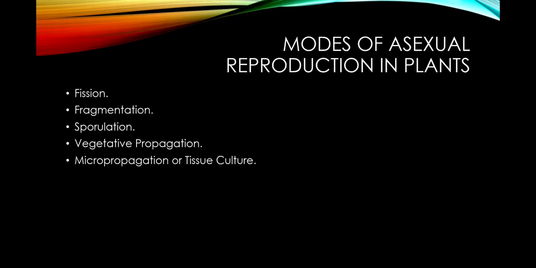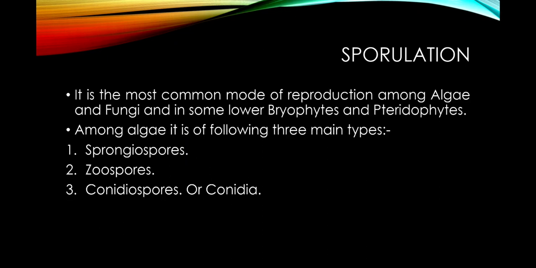Now, in the previous lesson, in part 2, we had started the modes of asexual reproduction in plants, in which we had studied fission and fragmentation. Now in this part we will discuss sporulation and vegetative propagation, and by the next part we will discuss micropropagation or tissue culture in detail. So let's begin today's topic, sporulation.